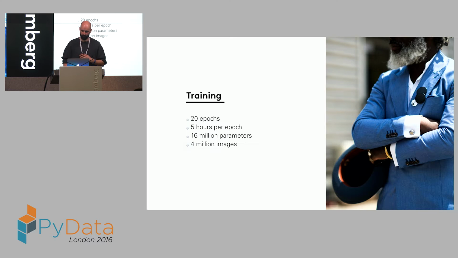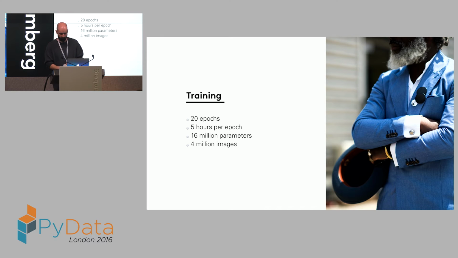So some details on training. We trained for about 20 epochs on a GPU. It's about 5 hours an epoch, and that's actually quite fast for some of these models. The more modern ones literally take days. And there's about 16 million parameters. So if you think of a regression problem, we've got 60 million coefficients, basically. Impossible to look at them and try and figure anything out. And it's trained on about 4 million images.